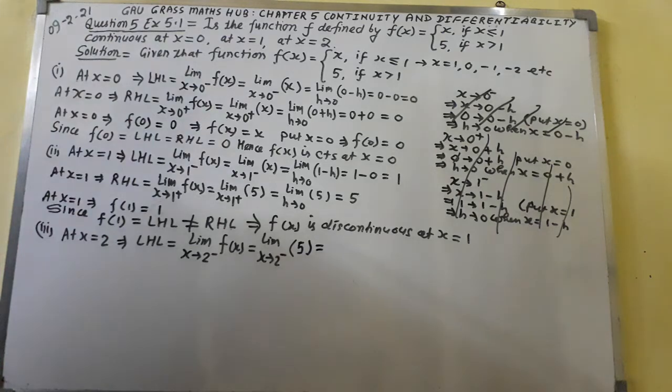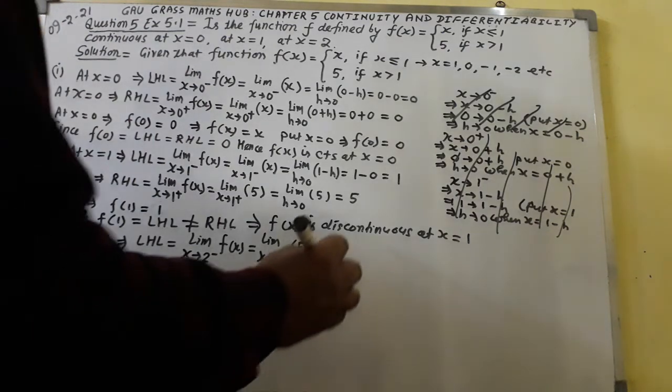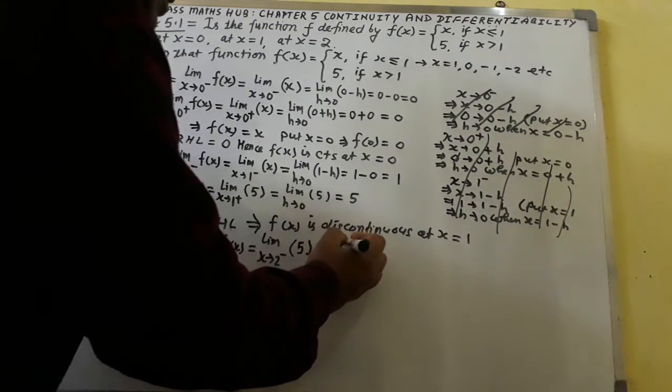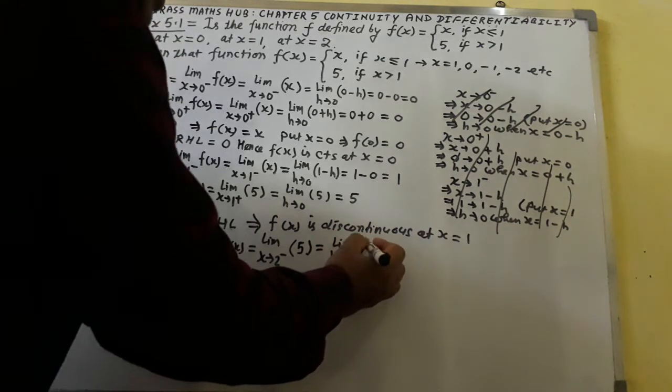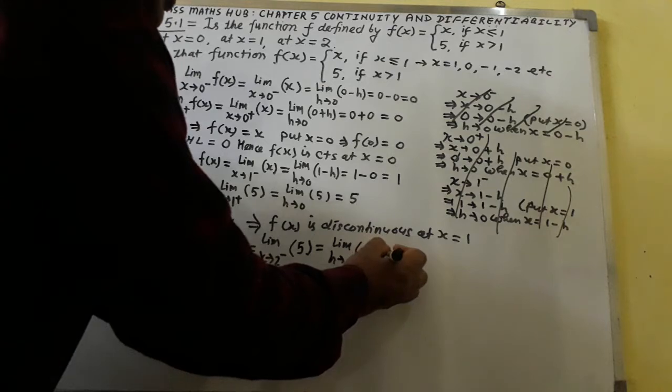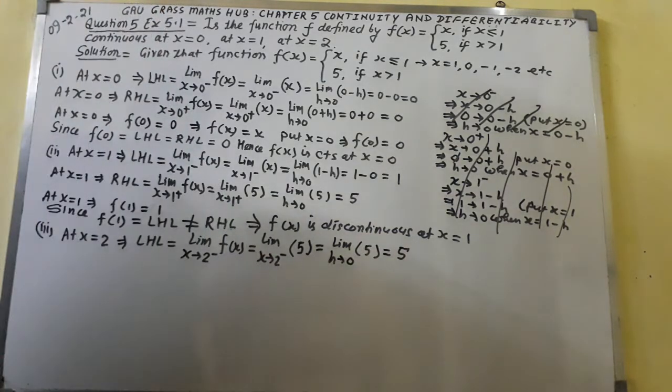Equal to limit h tends to 0, 5. 5 comes out, so here 5. The left hand limit you have got equal to 5.